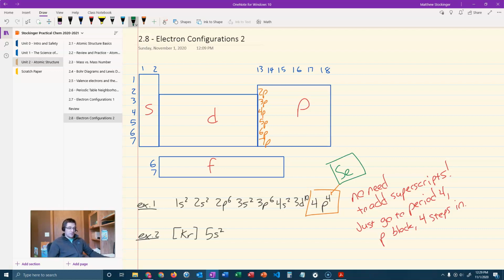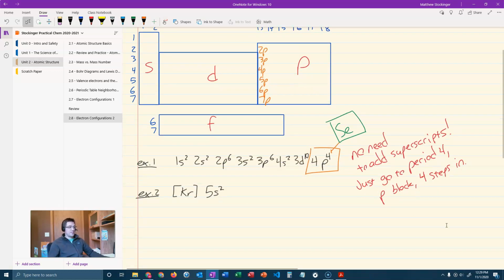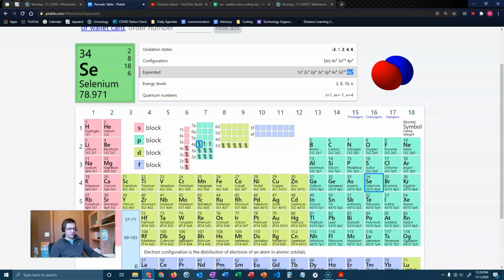This also, okay, that's a nice little thing. This also means that we don't need to care about all this stuff here, we don't need to write so much anymore if we're going to write an electron configuration. Okay? You can write them in a shorthand notation, which is really common. So this one says krypton 5s2. Well, that means I should start at krypton. And by the way, krypton is 4p6. See, period 4, p block 1, 2, 3, 4, 5, 6 steps in. And then go to 5s2.